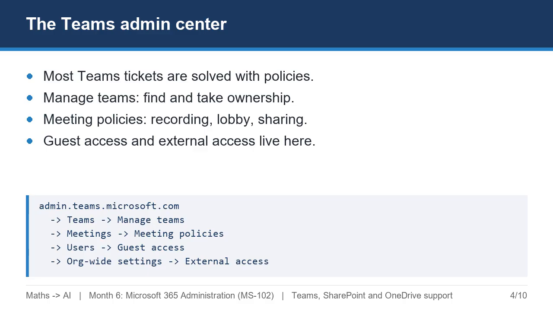Open admin.teams.microsoft.com. Most Teams tickets are solved here with policies. Under Manage Teams, you can find any team and take ownership. Meeting policies control things like recording, the lobby, and screen sharing. And tucked away, you'll find guest access and external access. Write those two down, because we'll separate them on the next slide.